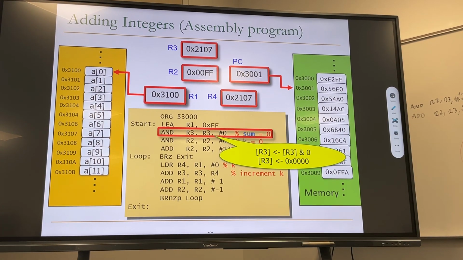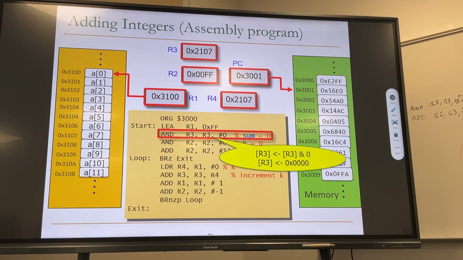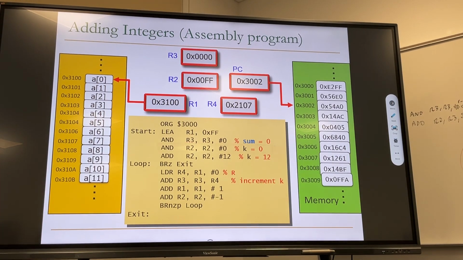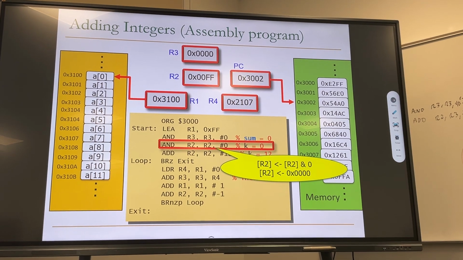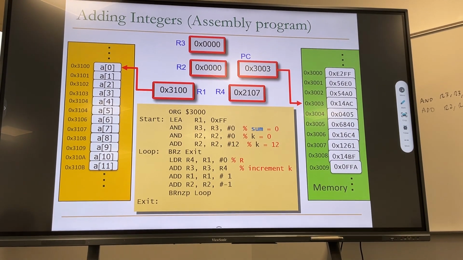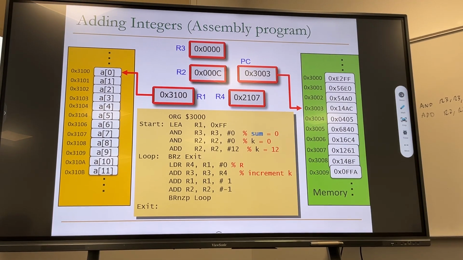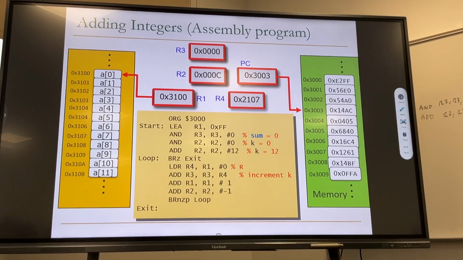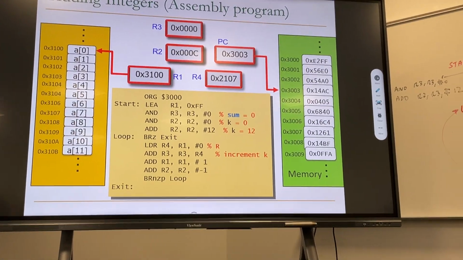What is the initial value of R3? 2107. What will be the new value? 0. Then this instruction. What is the value of R2 initially? It will become 0. Then we add 12 to it. But 12 is actually 000C because all the numbers are in the hexadecimal system. Here the numbers are in decimal.